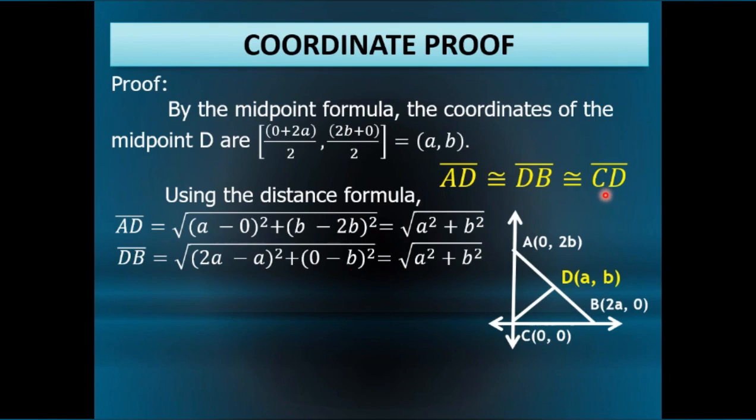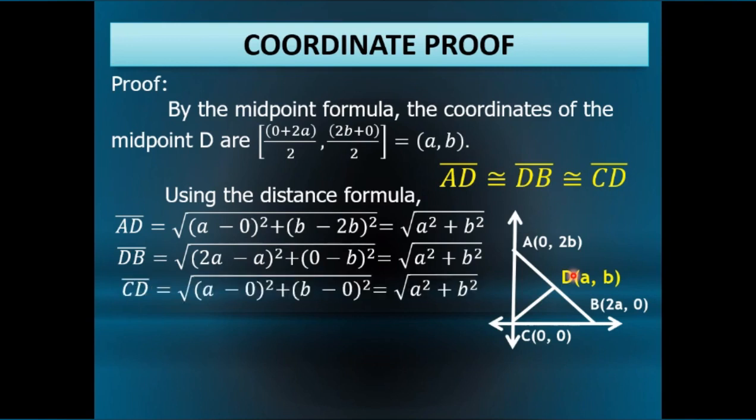And then finally, we have the line segment CD. Using again the distance formula, we have the square root of (a minus 0) squared plus (b minus 0) squared. So a minus 0 is a, its square is a squared, b minus 0 is b, and the square of b is b squared. So we have again the square root of a squared plus b squared.